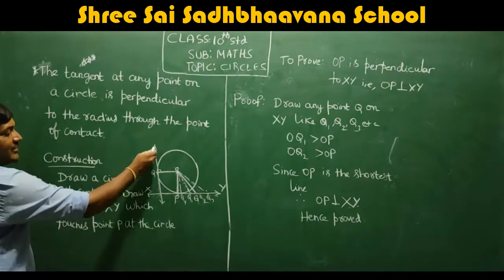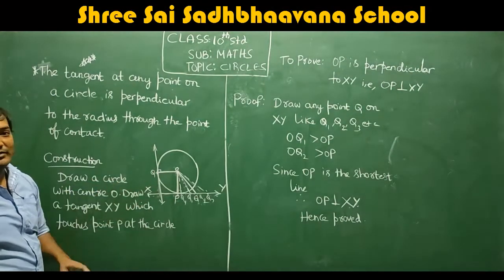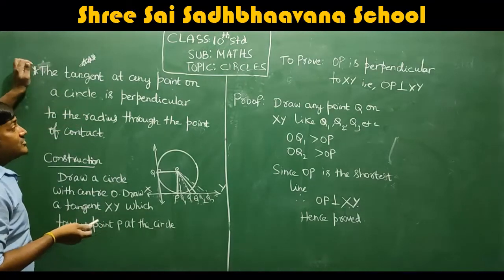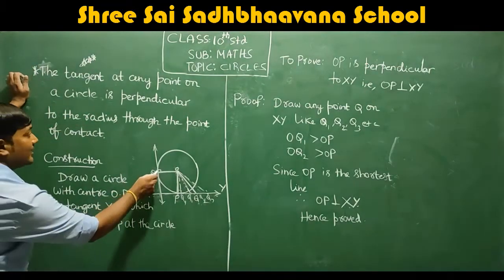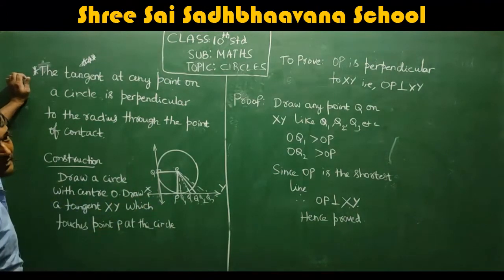Okay, this tangent is perpendicular to the radius. See, this tangent is making 90 degrees with the radius. That only we are going to prove. A tangent at any point on the circle is perpendicular to the radius through the point of contact.